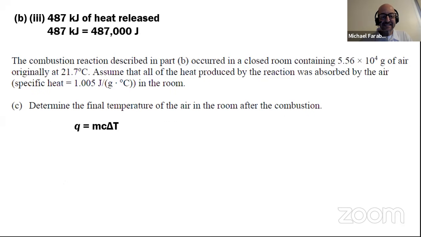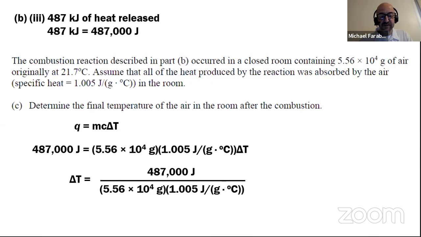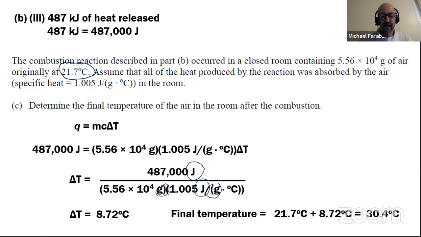So I have 487,000 joules. I am given the mass of the air in the problem. I'm given the specific heat of the air. So we're going to solve for delta T. Now, when I solve for delta T, again, watch out for units. I have joules, so the joules will cancel out. I will also have the grams cancel out, and I will have my answer in degrees Celsius. Of course, this is not my final answer, but rather the answer for delta T. 21.7 plus the delta T, which is about 8.7, gives me a final temperature of approximately 30 degrees, about 30.4 degrees.